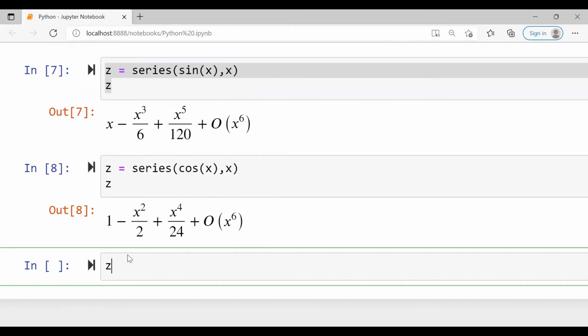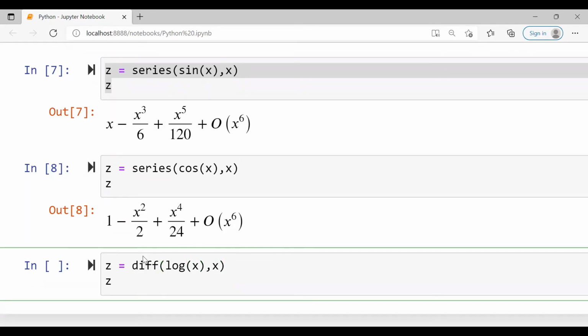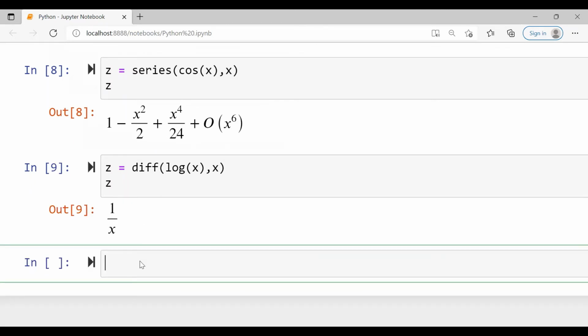Then we'll check differentiation. Simple differentiation, we know, diff is the differentiation function. Differentiation of log of x. Here you have to differentiate with respect to x, right? Log of x with respect to x. So with respect to x, you put a comma and then write x. So we are finding the derivative of log x with respect to x. So d by dx of log x means 1 by x.